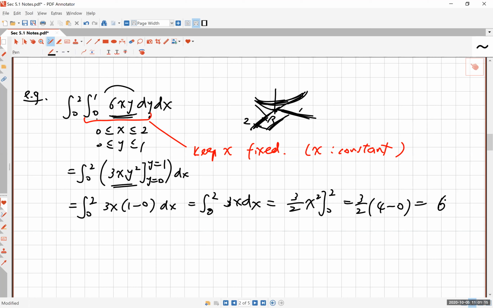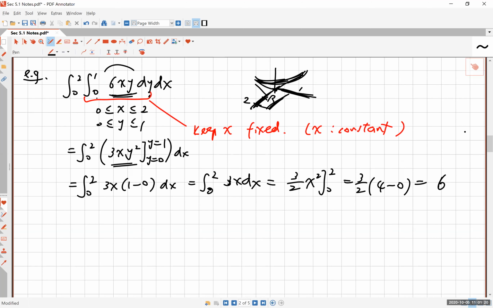So that's the, how do you interpret this? It's the region under this surface, 6xy, over the region R. So it's the volume bounded by the xy plane and this function 6xy over the region. This region, by the way, can also be written as the Cartesian product 0, 2 cross 0, 1. And that would be the region.